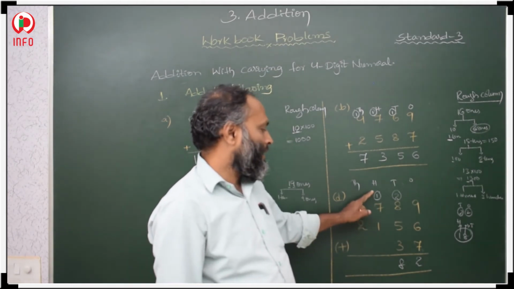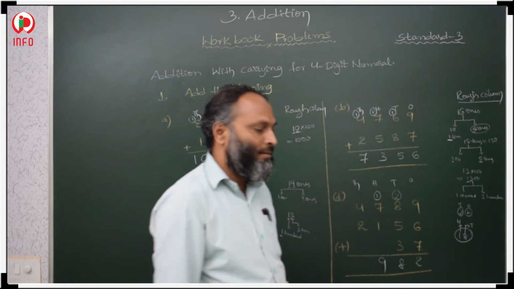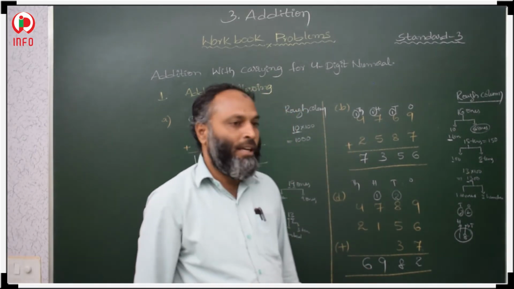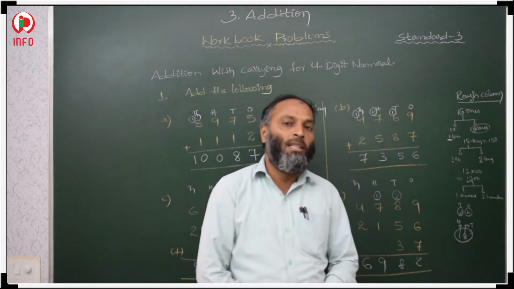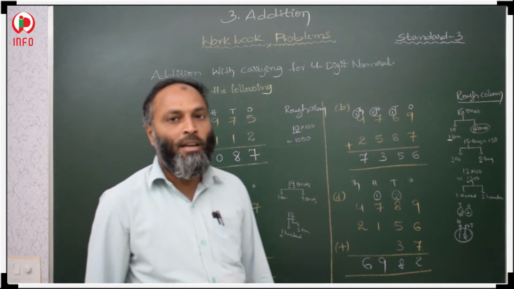7 plus 1, 8, 8 plus 1, 9. 9 is a single digit number, take it as it is. 4 plus 2, 6. 6982. This is your answer. Okay. So like this we have to regroup and write our answer.